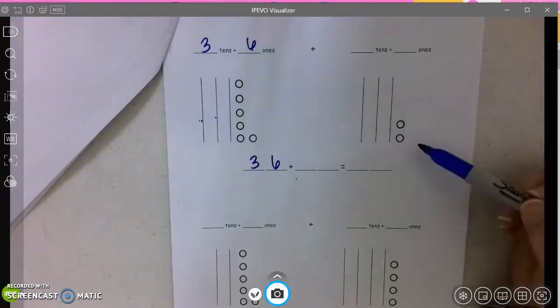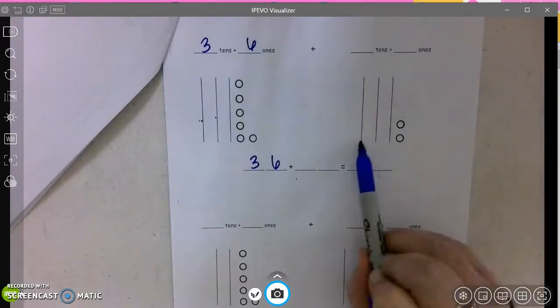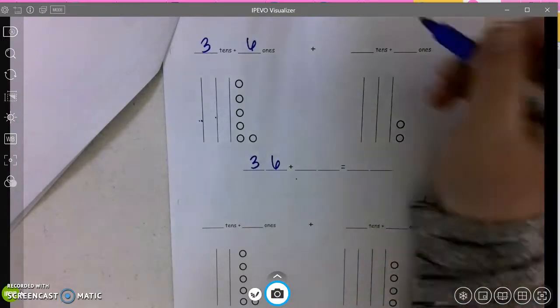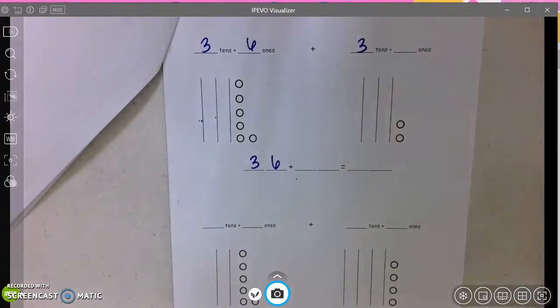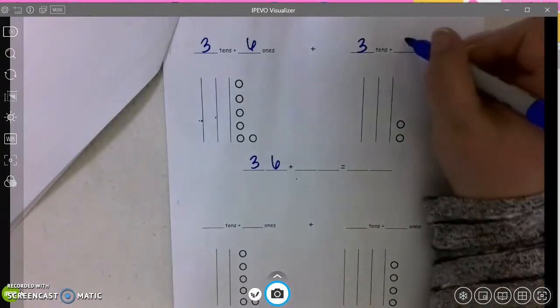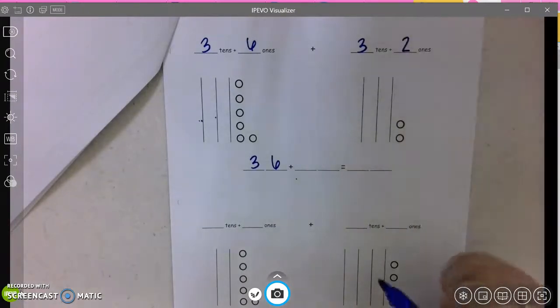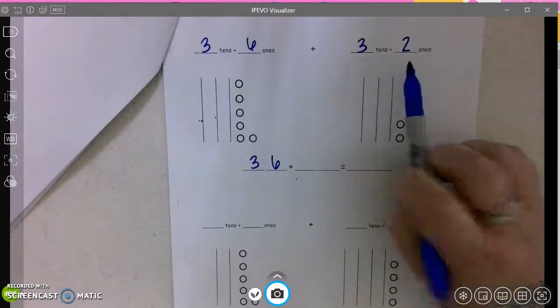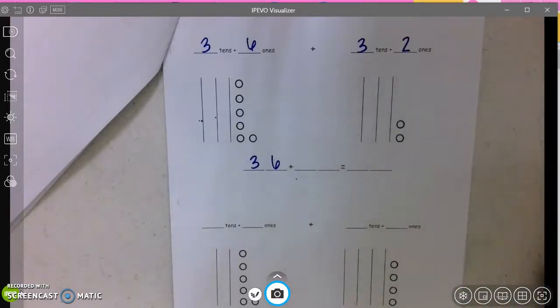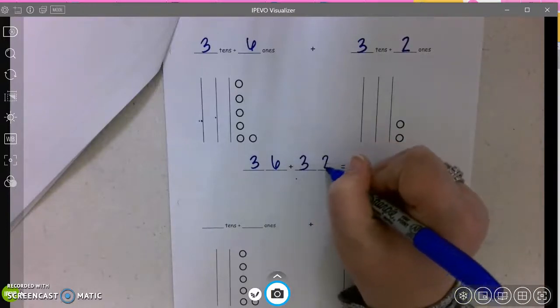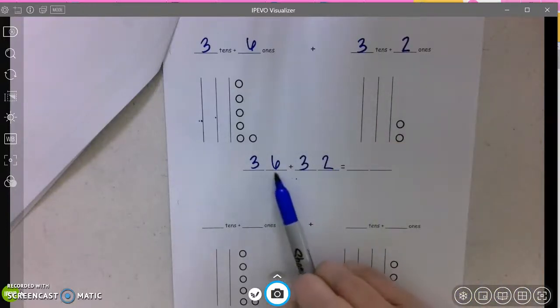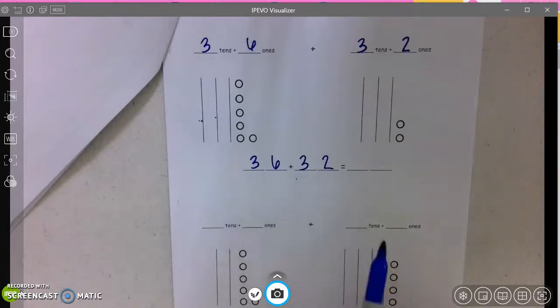And then we're going to do the same thing over here. How many tens do we have? There's 3, right? And how many ones do we have? 2. And what number do we have with 3 in the 10 spot and 2 in the 1 spot? 32. So our equation is 36 plus 32.